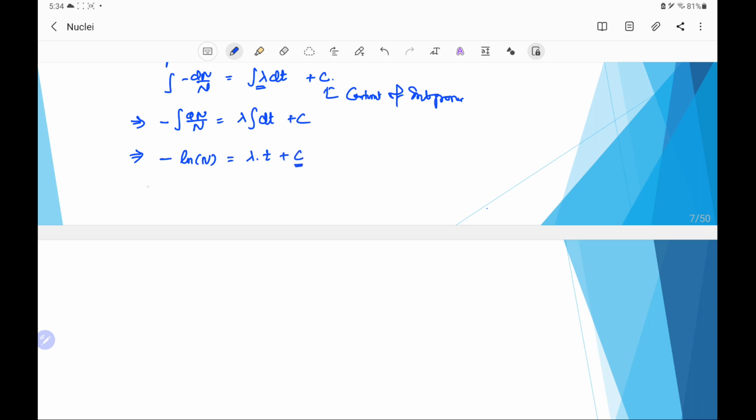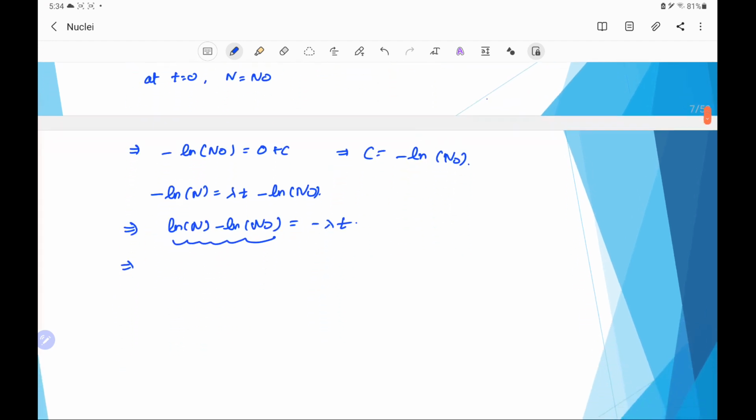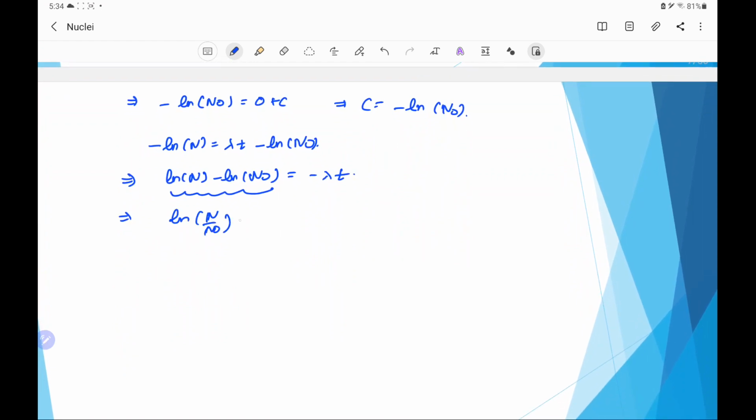Now to find the value of the constant of integration, we use the initial condition that at t equal to 0, N equals N0. So we have minus log N0 equal to 0 plus c, or c is equal to minus log N0. Substituting the value of c, we have minus log N equal to lambda t minus log N0. This implies log N minus log N0 is equal to minus lambda t. These can be clubbed using the property of log and written as log N by N0 equal to minus lambda t, or N by N0 equal to e raised to the power minus lambda t. This implies N equals N0 e raised to the power minus lambda t.